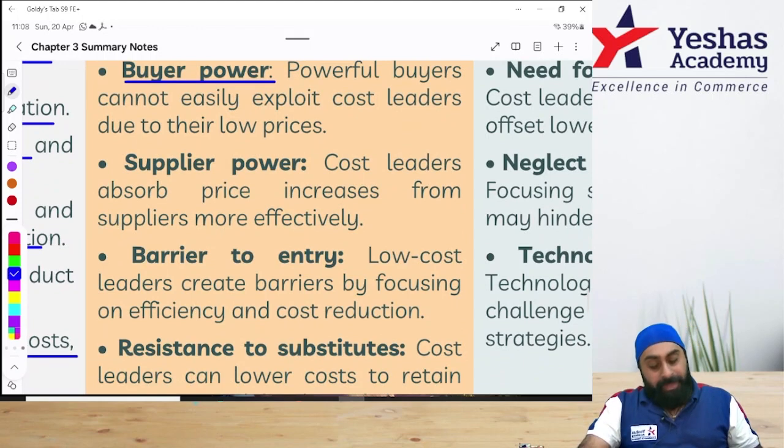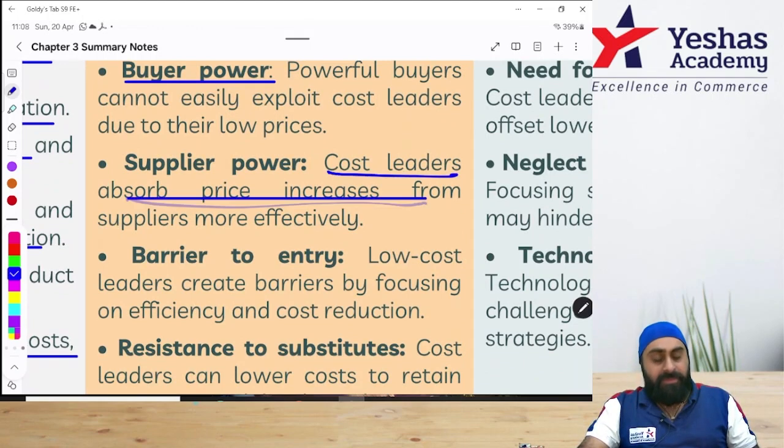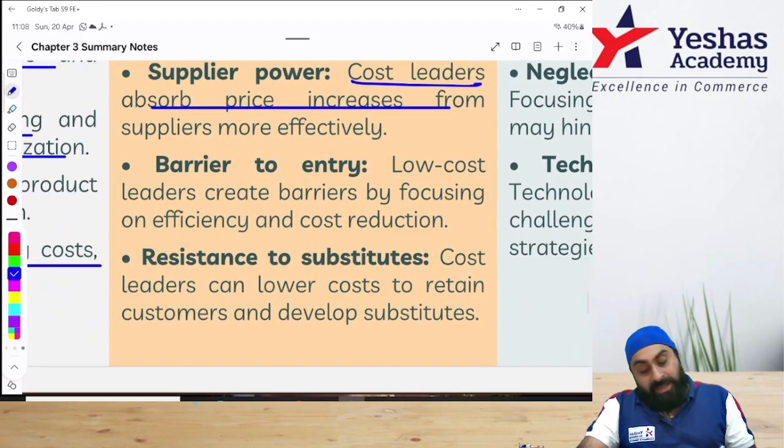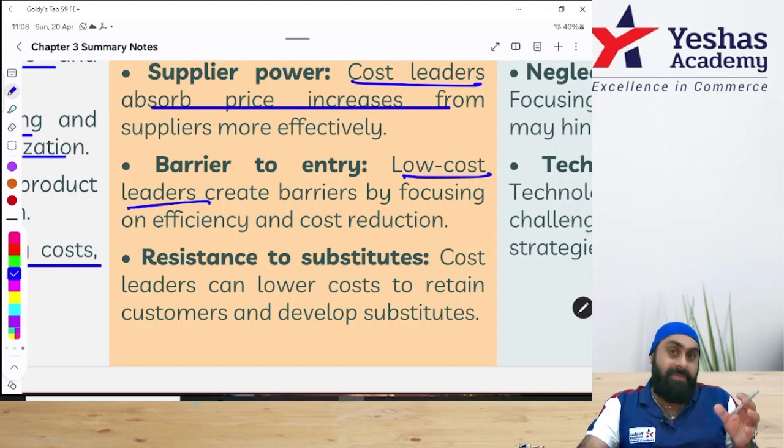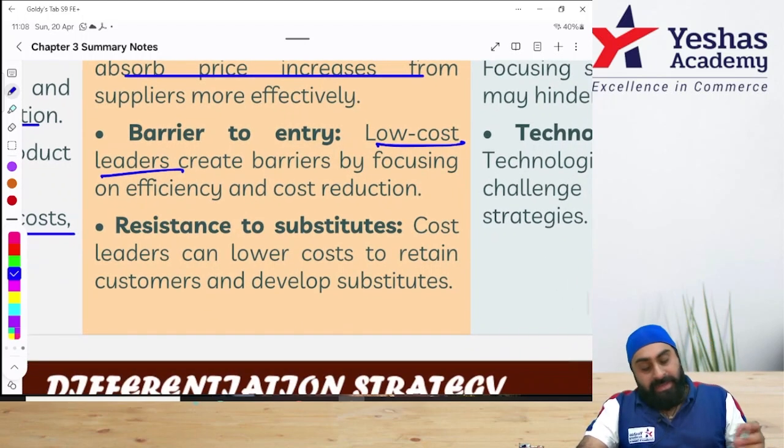Supplier power. A cost leader will absorb the price increase from a supplier more effectively because he knows how to reduce the cost. Barrier to entry. Since you're the lower cost in the market, you're the cost leader in the market, new entrants will not like to join the market because they would be scared of you. That is what is going to happen.